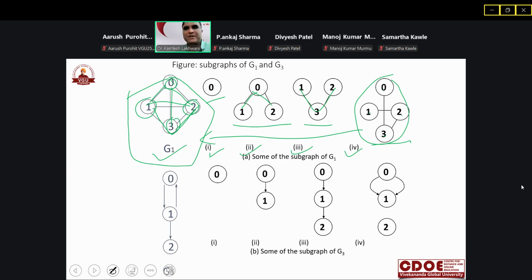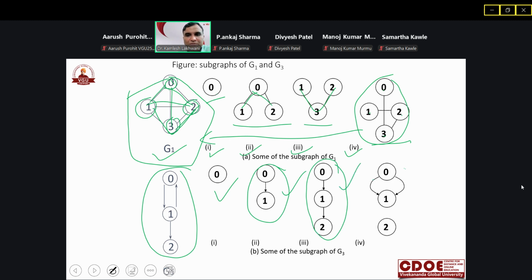Similarly, in a directed graph, this graph is a directed graph. In this directed graph, this 0 is also a subgraph. 0 to 1 is also a subgraph. 0, 1, 2 is also a subgraph. 0 to 1 and 1 to 0 is also a subgraph. And only 2 is also a subgraph. So these are all examples of subgraphs. A few examples are from an undirected graph, and a few are from a directed graph.